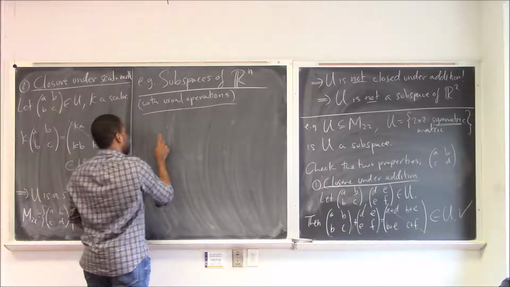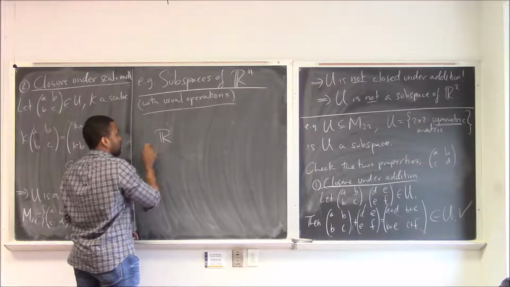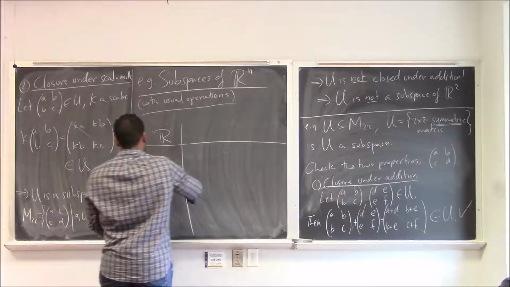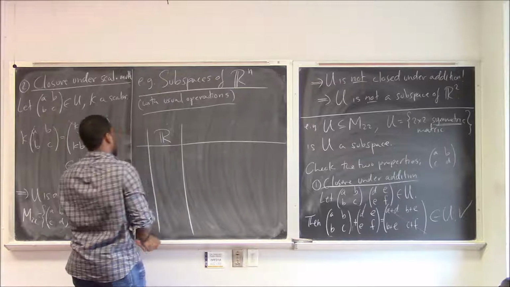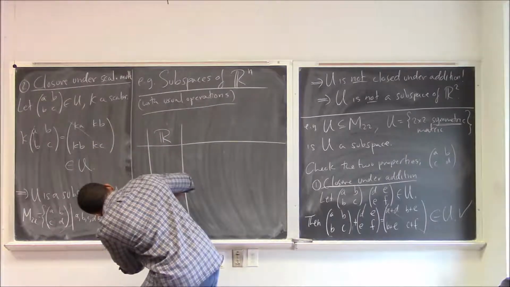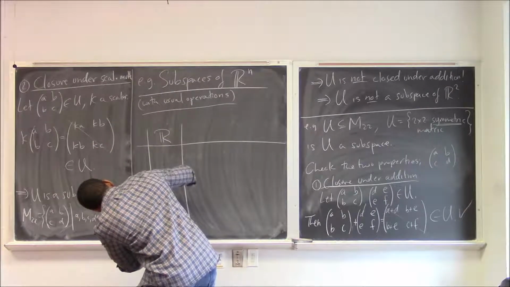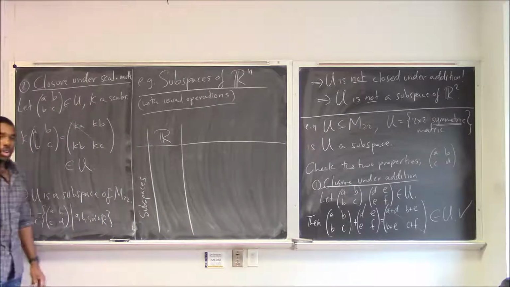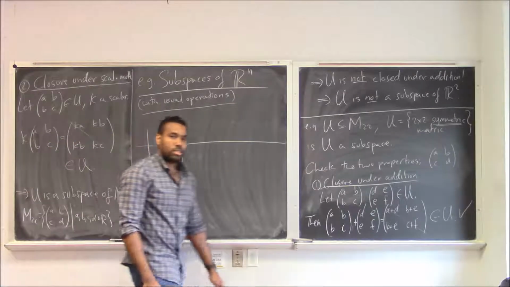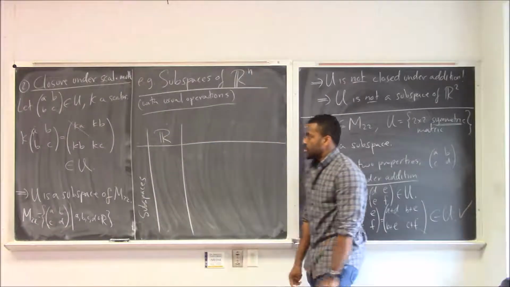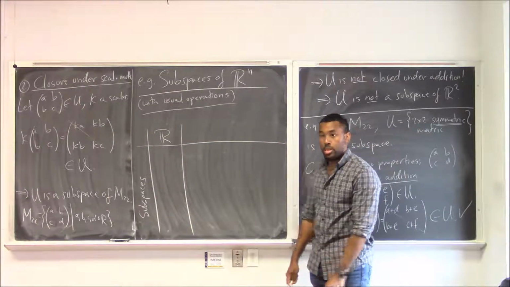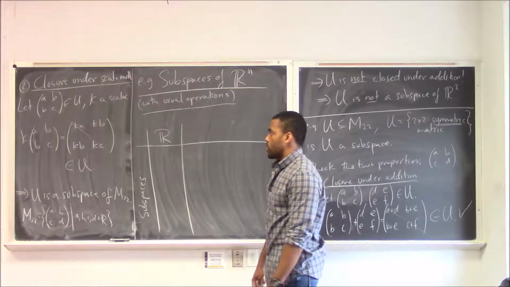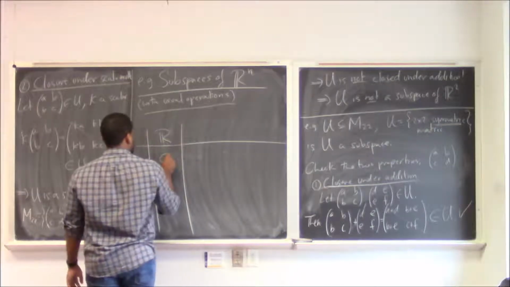Let's actually think about this. R. I'm going to list the subspaces here. Let's actually try to exhaust them. Tell me some subspaces of R. I'm on the real line. R over R, give me a subspace. Q. Q. Is Q a subspace?